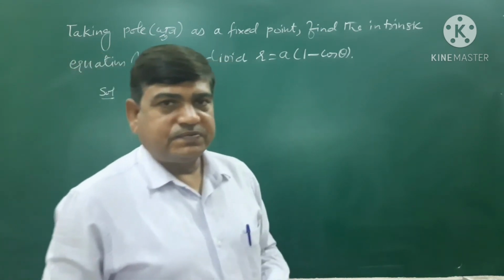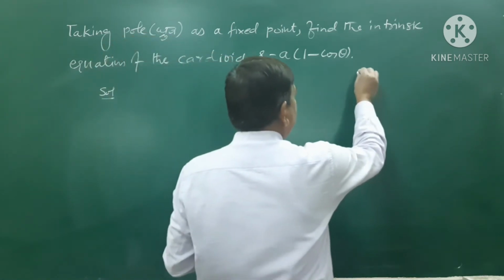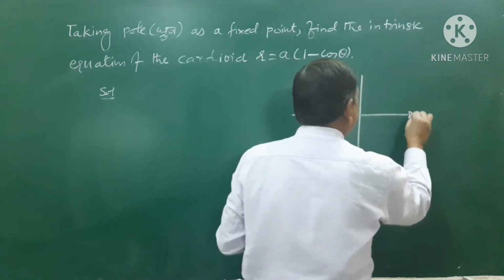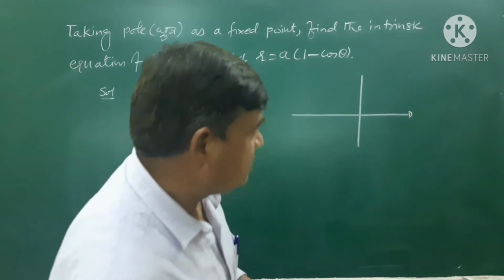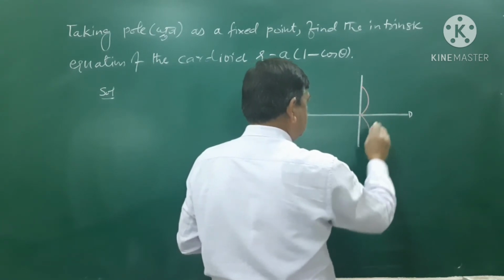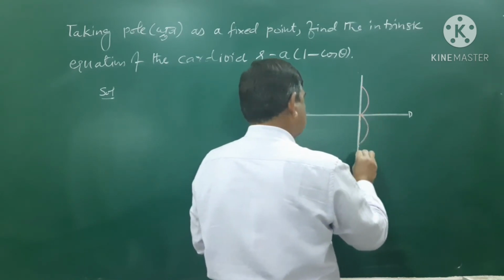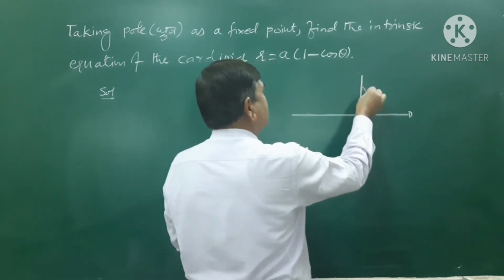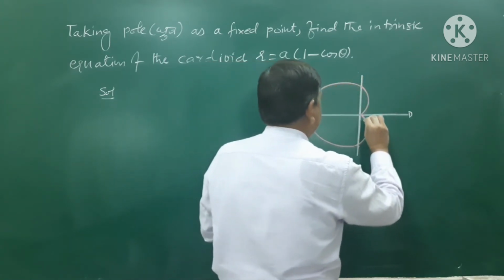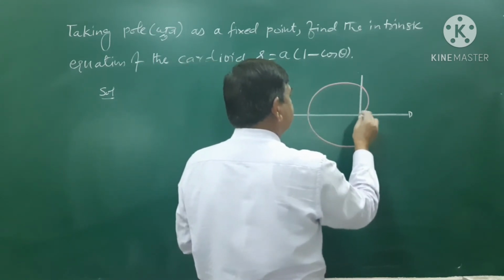If theta is 0, then cos 0 is 1, and if theta is pi, then it is minus 1. So definitely that is the shape of the cardioid. Again I am telling you, the shape is not required. Even then, I draw the figure. It is this. This is the pole.